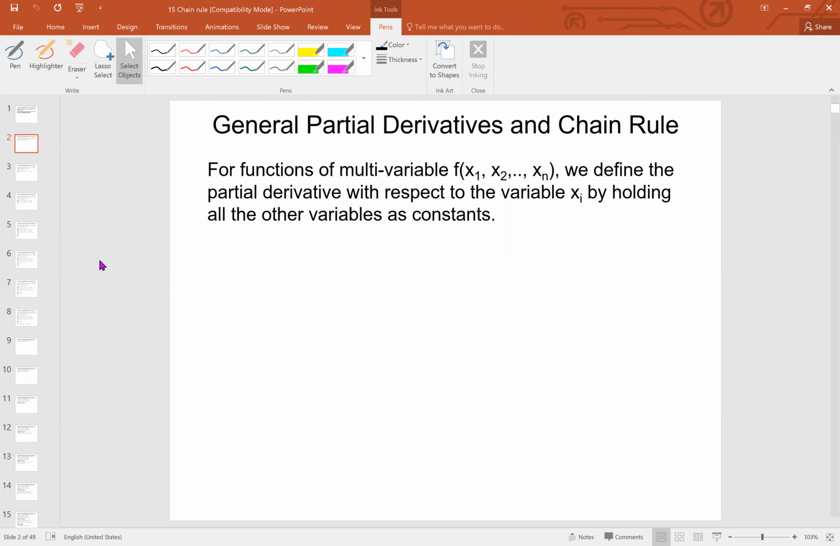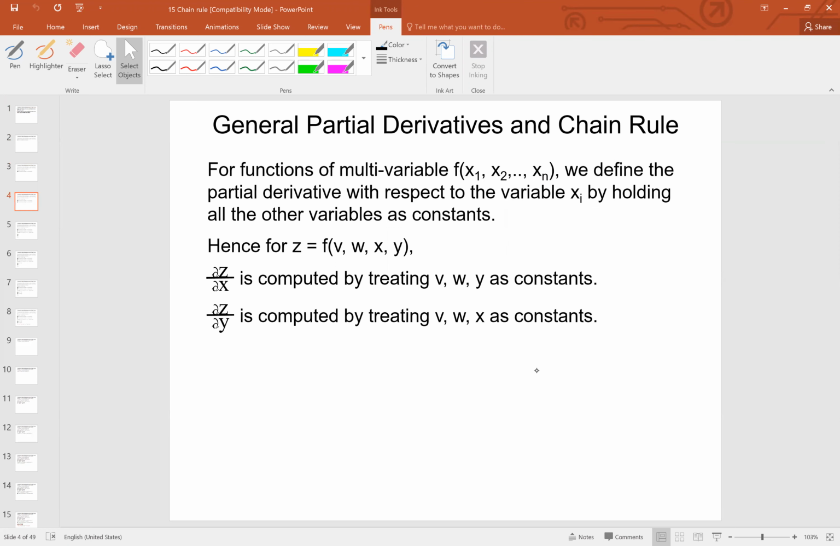For multivariable functions, when we take the derivative, we have a partial derivative with respect to every one of the variables. If I want to take the derivative with respect to the variable x_i, I treat all the other variables as constants. So for example, if I have a function defined with the variables v, w, x, y, and take partial x, you treat v, w, y, the other three, as numbers, and so on.